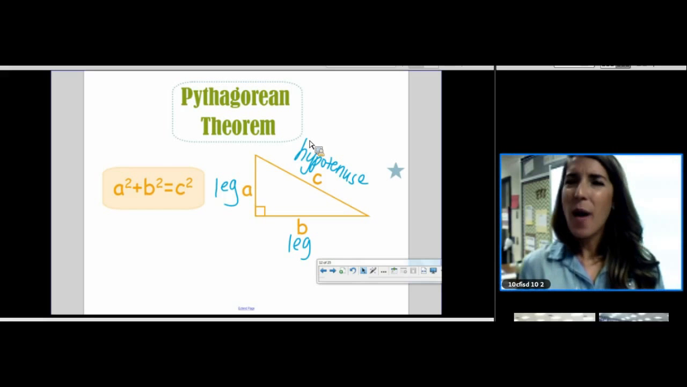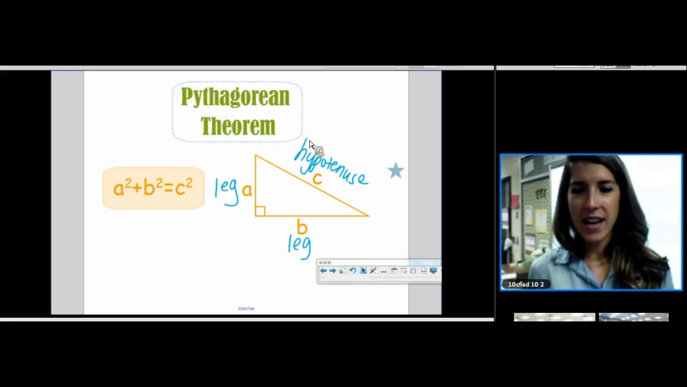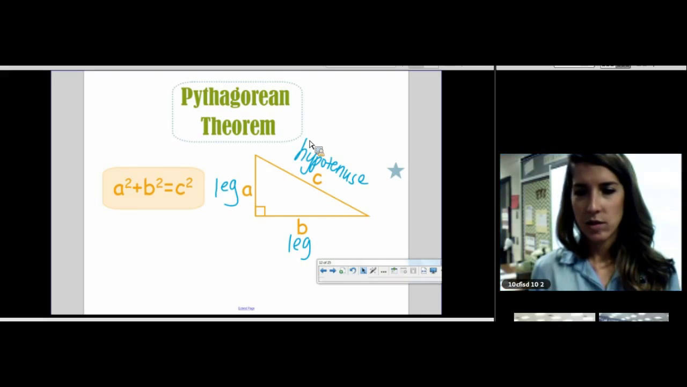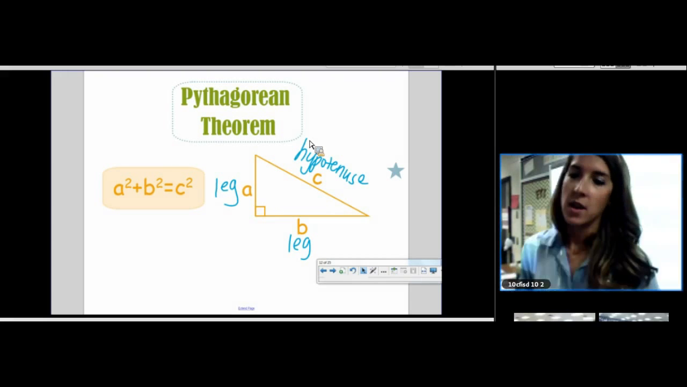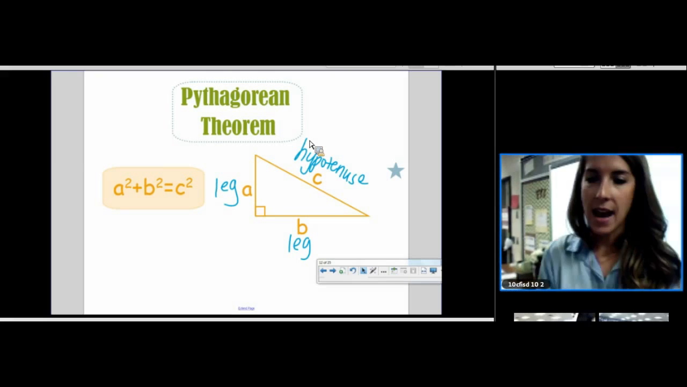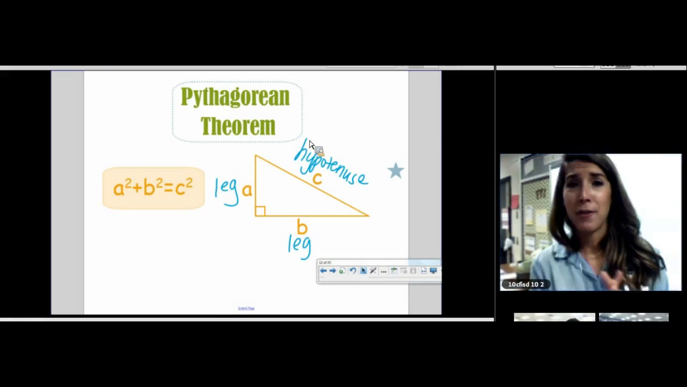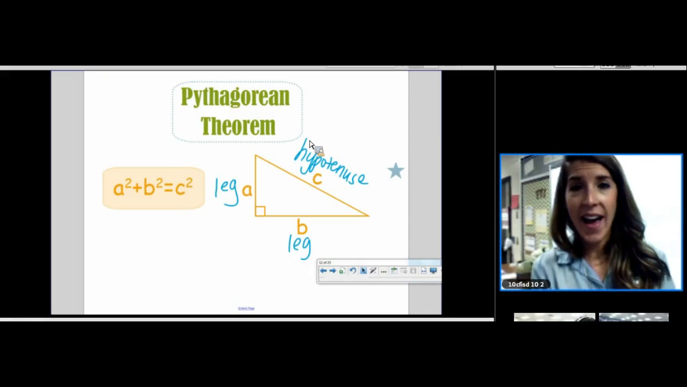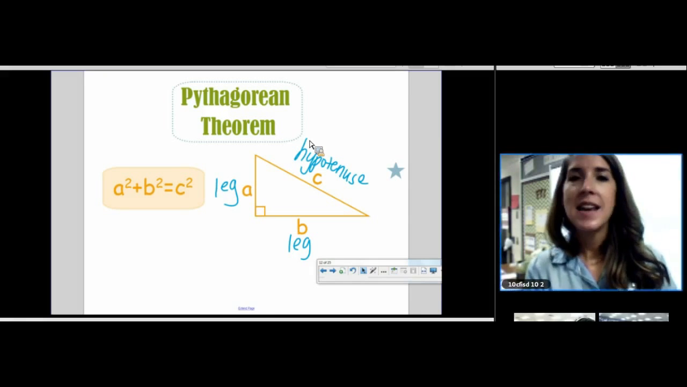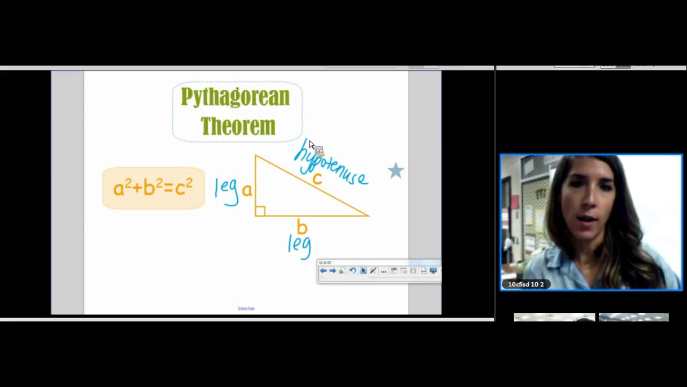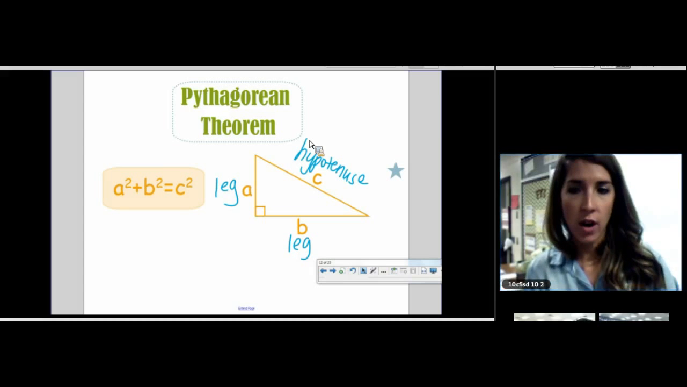And if I don't have a ruler and I don't know which side is the longest, how could I find C if I don't have a ruler? Awesome. It is always opposite the right angle. Now, remember, Pythagorean theorem is only allowed on right triangles. You would never use it on a triangle that's not a right triangle. It's for right triangles only.